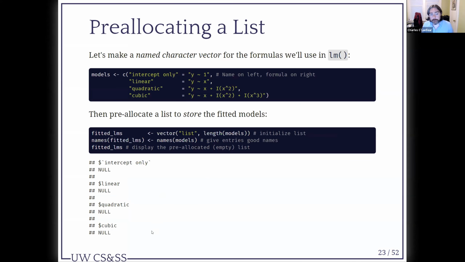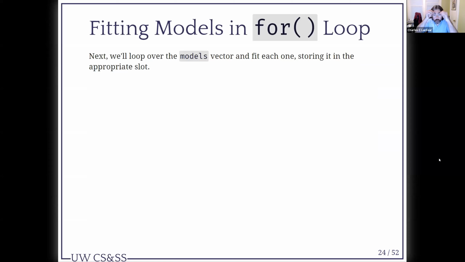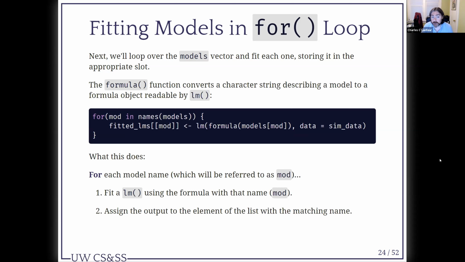So we now have this empty list. What we want to do is fill this up with glorious models. So what we're going to do, basically, is loop over our vector of models. We're going to fit each one of them and store it in the appropriate slot in that list we just created. The formula function is a function in R which will convert a character string, like the formulas I have in my vector, into a model formula to run it in LM.